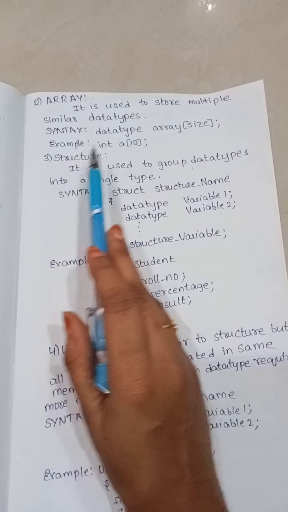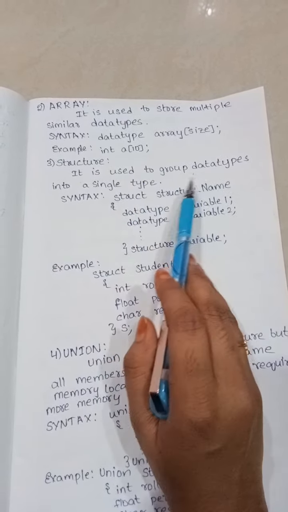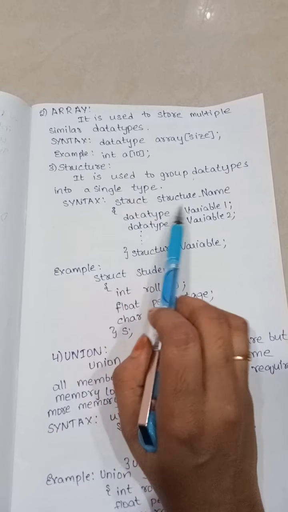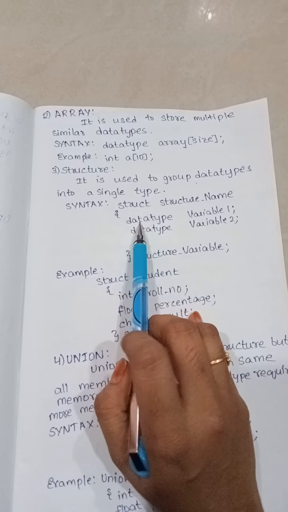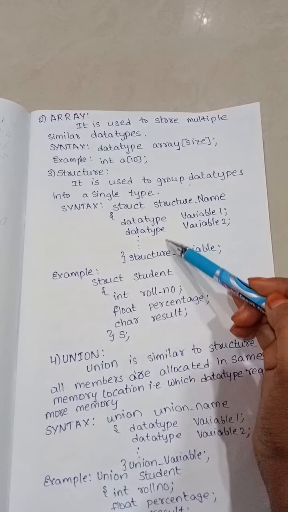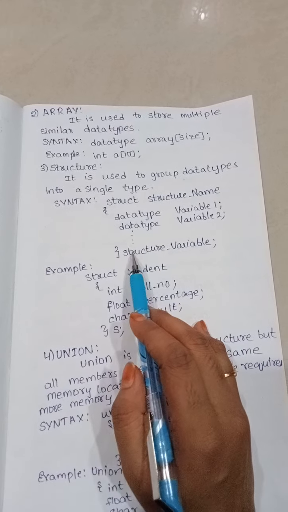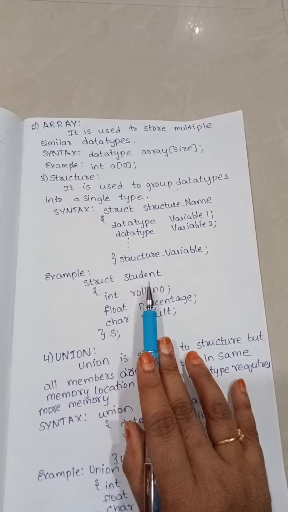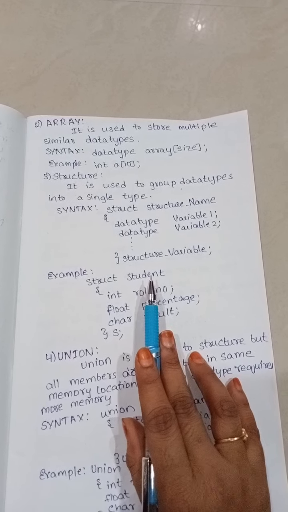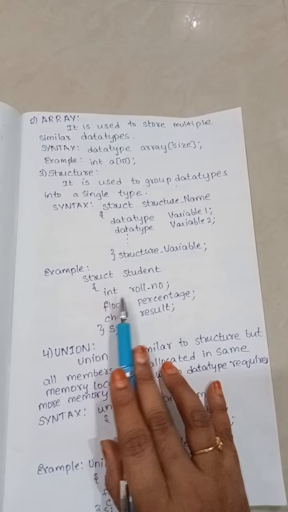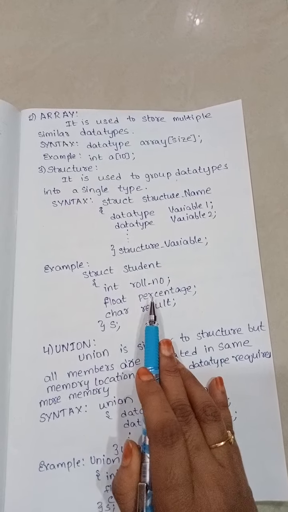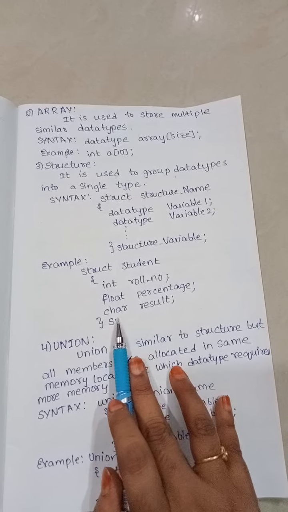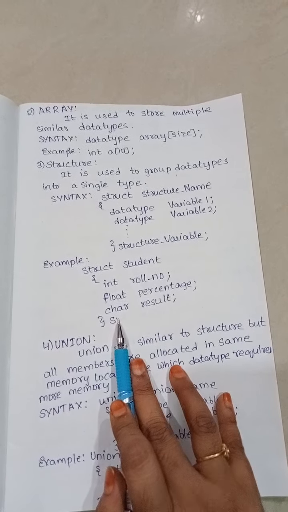And next one is structure. It is used to group different data types into one type. Let us look at the syntax. The syntax is struct, name, and the data types. However many data types we require, we can declare here, and we can assign a variable to that structure. An example is struct student. Here we are creating a structure for a student where it stores the roll number of the student, how much percentage he got, and the result of that student. Here we are declaring the variable for that structure.